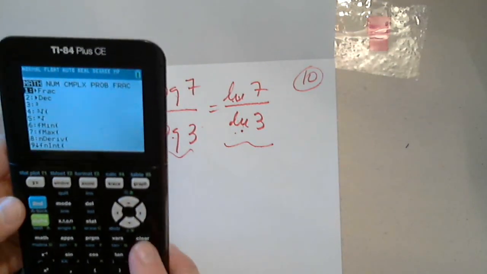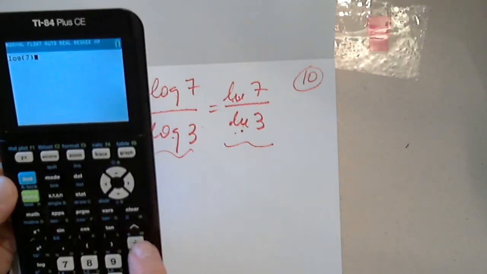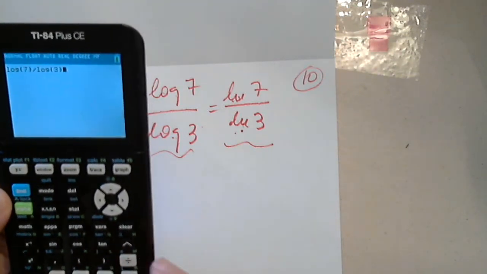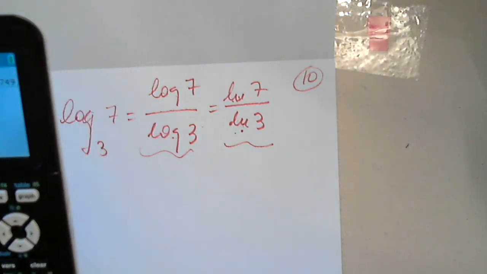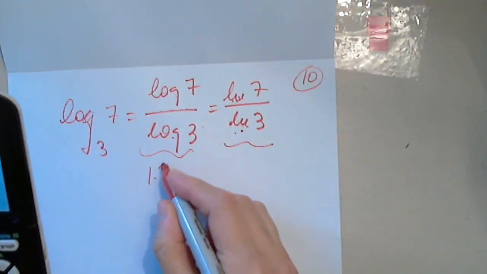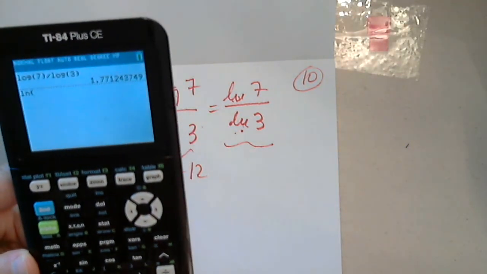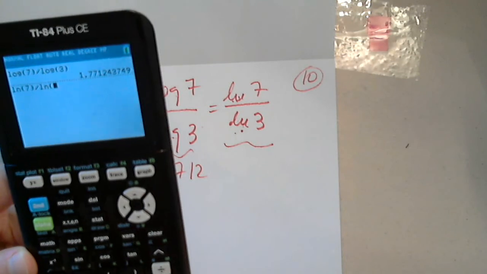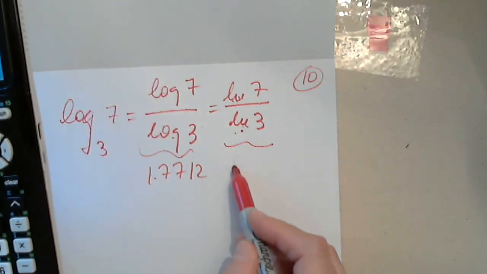So log 7 divided by log 3. And I got 1.77 and so on. 1.7712. If I use natural log 7 and I divide by natural log 3, I get the same thing. Same number.